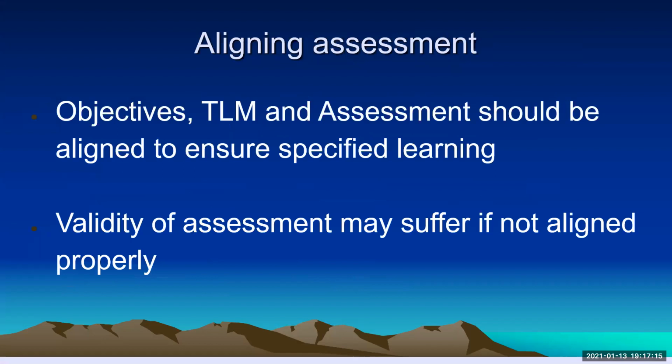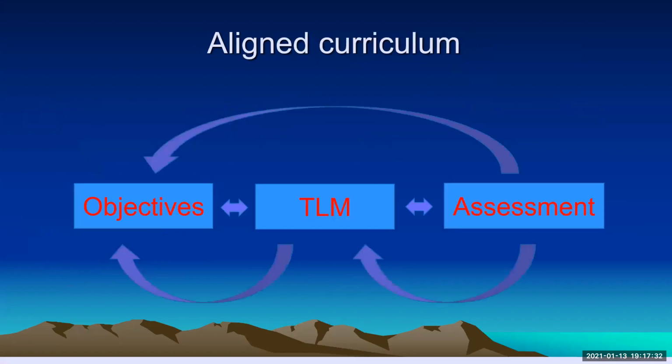Another important feature of assessment is that it should be aligned to the objectives and the teaching learning methods. Because if it is not aligned, then the assessment method loses its validity. It will actually not assess what it is intended to assess. So that is sometimes called a golden triangle, where the objectives are aligned with the teaching learning methods and assessment, or rather we go backwards: the assessment is aligned with the teaching learning methods and the objectives.